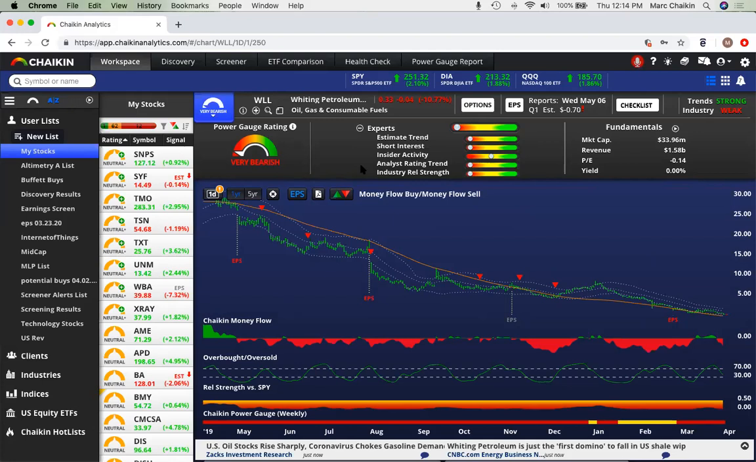So in the expert component, which is 20% of the model overall, we look at analyst earnings estimate trends. That's right at the top. That's very bearish. That means analysts have been cutting their estimates on Whiting. We look at short interest to see what the very smart short sellers are doing. Very hard to have survived a 10-year bull market as a short seller unless you do your research. So the short interest is bearish, meaning that the shorts are negative on the stock.